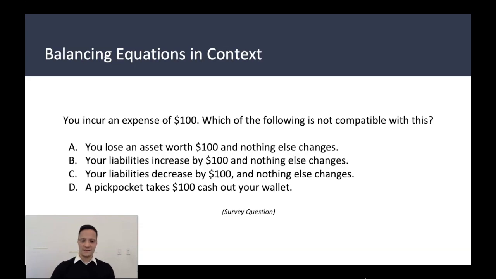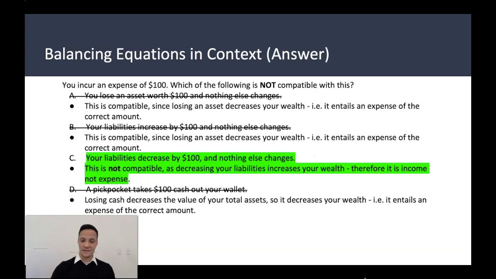Okay, what did you get? So it turns out that the answer is C. Incurring an expense of $100 is not compatible with your liabilities decreasing by $100, because liabilities contribute negatively to our wealth. Therefore, when they decrease, that would be earning income. You would be increasing your wealth by $100 if your liabilities decreased by $100.